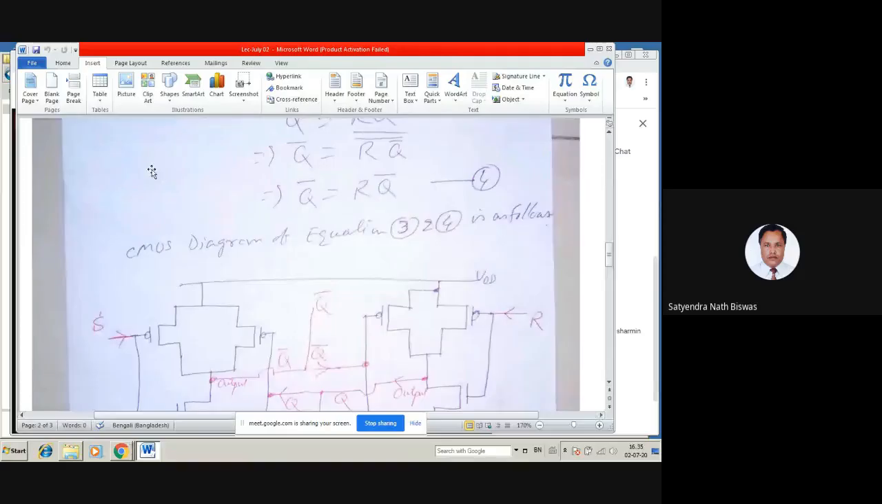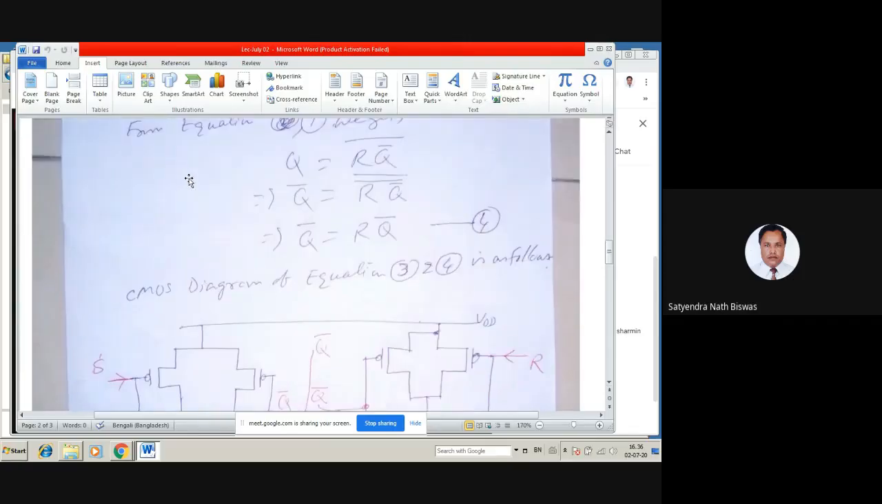Or maximum. We did dynamic logic, right? Dynamic logic diagram, right? That is also actually a CMOS diagram, but we use a smaller number of transistors. Right? Any other question?